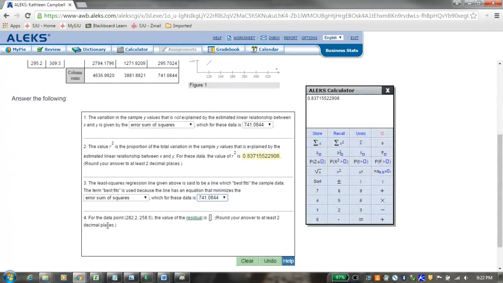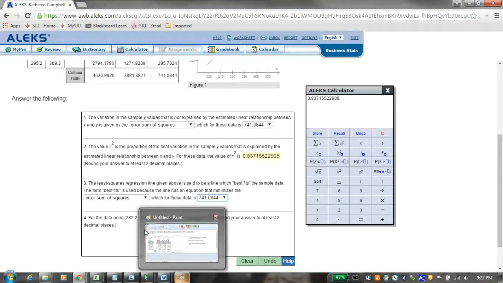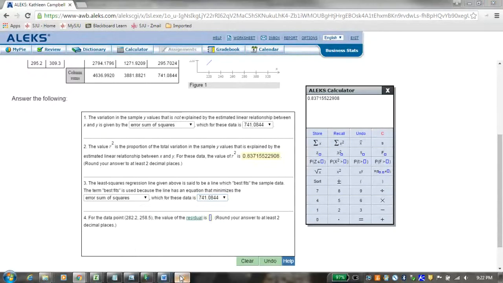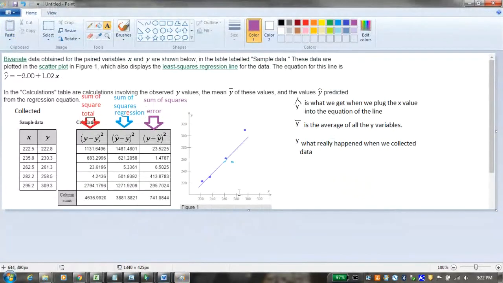And then finally, for the data point 282.2 and 258.5. They gave you an X and a Y, and they want to know the residual. So 282 is over here, and 258. So this is the point that I had to draw back in because I'm a terrible drawer.